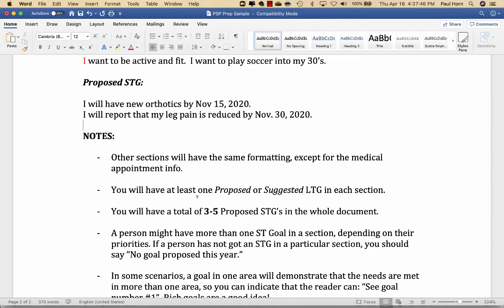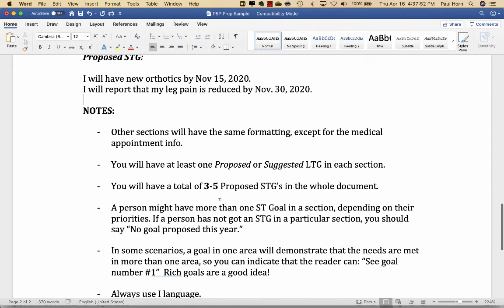So you will have at least one proposed or suggested long-term goal in every section. You'll have a total, when it comes to the short-term goals, of 3 to 5 in the entire document. A person might have more than one short-term goal in a section. Now what happens if you have 2 in one section? You either have to have more than 5, or you have to have a section without a goal. And the answer is the latter of those 2 options.